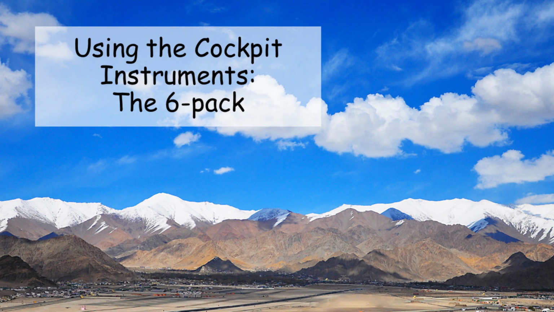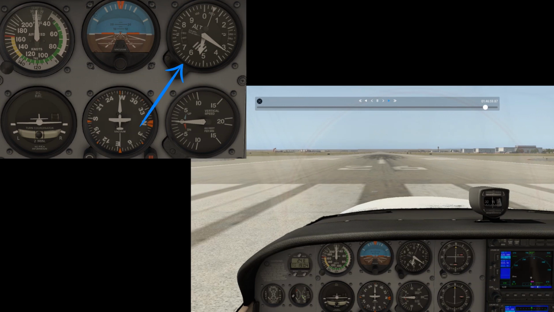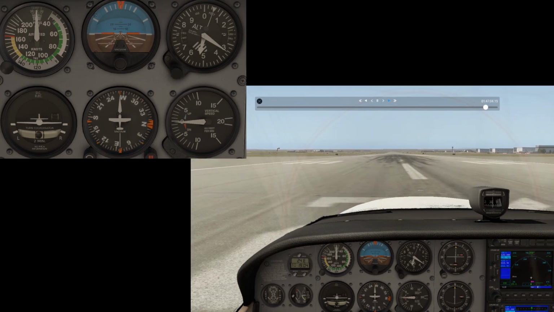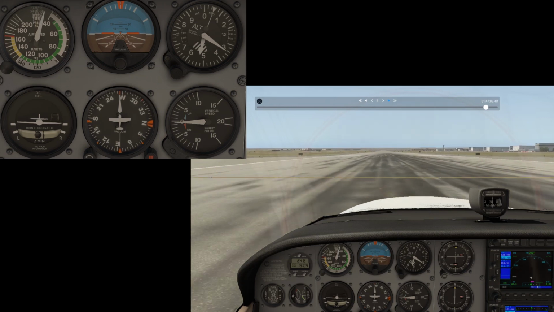Next, we will look at what to expect of the cockpit instruments during a takeoff, turn, and landing. Before takeoff, airspeed is 0 knots. Attitude indicator has wings lined up with the horizon. Altimeter shows the altitude of the airport. When the throttle is engaged, the plane accelerates forward and its speed increases.